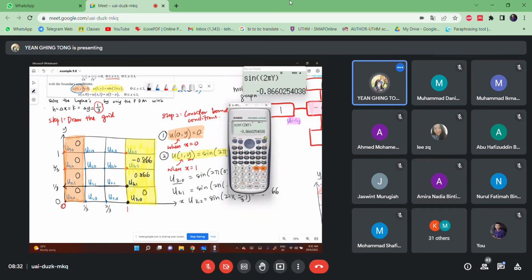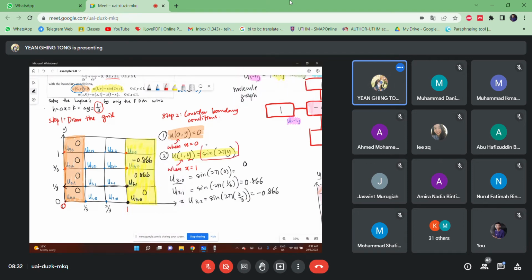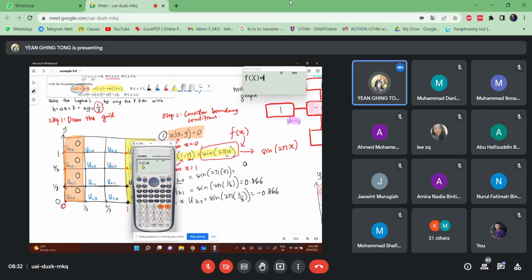Use the table. Let's go to mode and then find table, number 7. Then fx, where you have to key in the equation. Because the calculator uses fx, not fy, you have to change to sine 2 pi x. Here it was y, but now you change to x, the unknown. So for fx you key in sine 2 shift pi, alpha x.